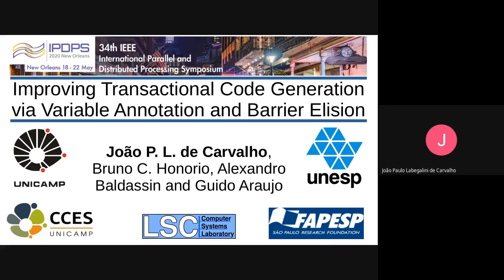Hi, my name is João, and in this video I'm going to present a paper recently published at the International Parallel and Distributed Processing Symposium. The paper is entitled Improving Transactional Code Generation via Variable Annotation and Barrier Elision.